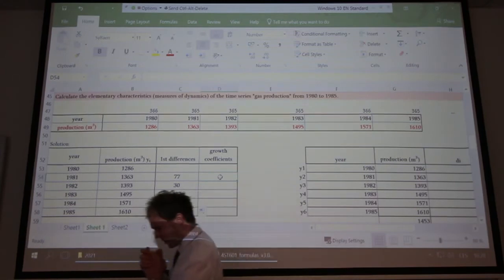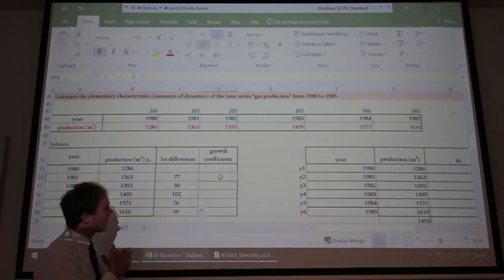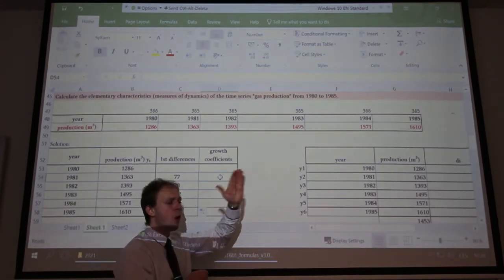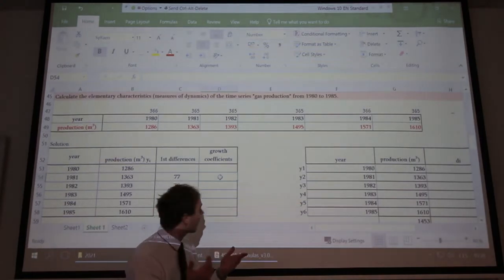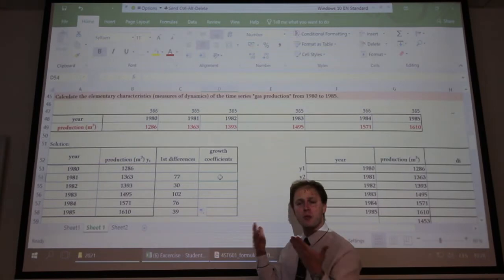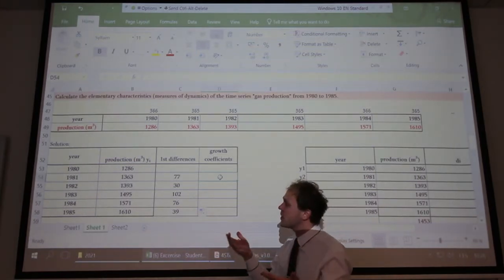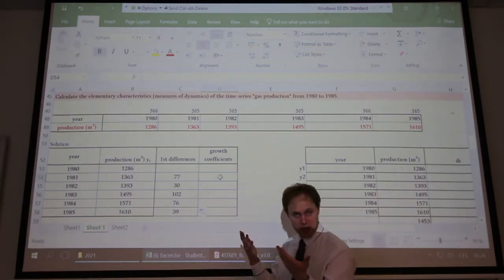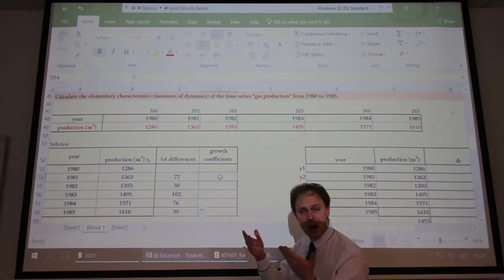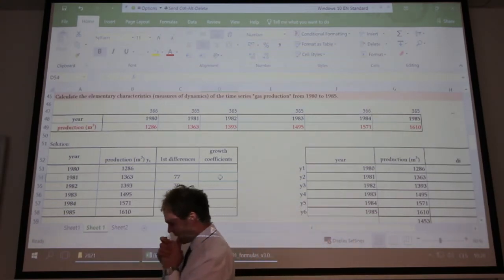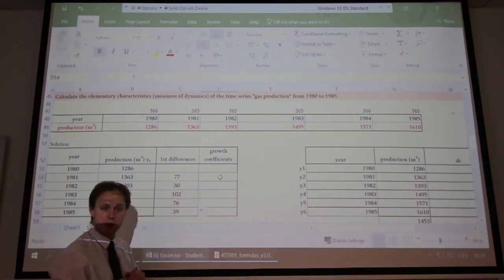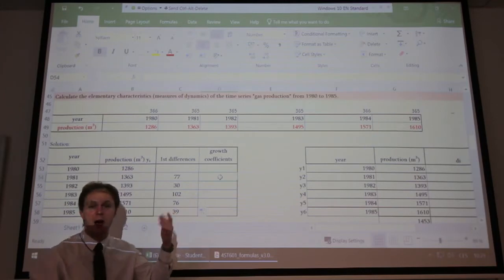Growth coefficients. What is a growth coefficient? It's a relative number which can be above 1, below 1, or equal to 1. If the coefficient of growth is above 1, there is an increase, and we can interpret this increase in percent. If the result is below 1, there is a decrease, and again, we can interpret this decrease in percent. So I will show this to you and I will interpret two results.